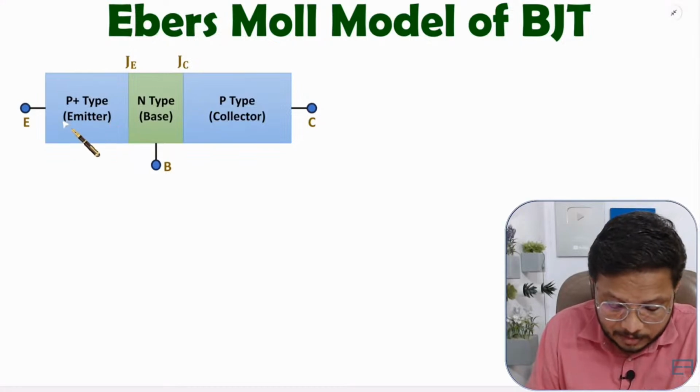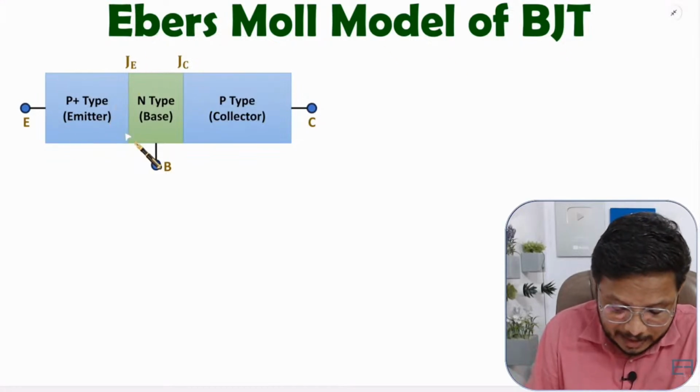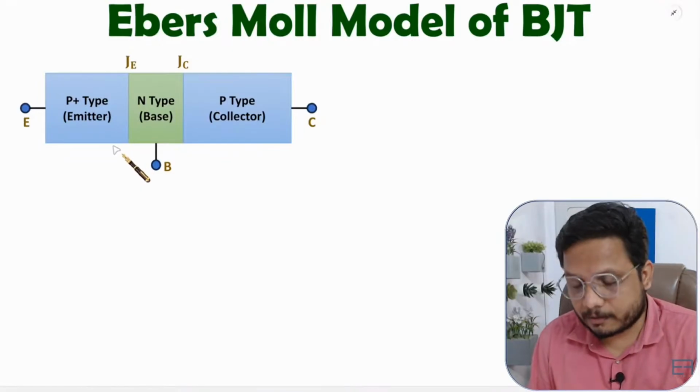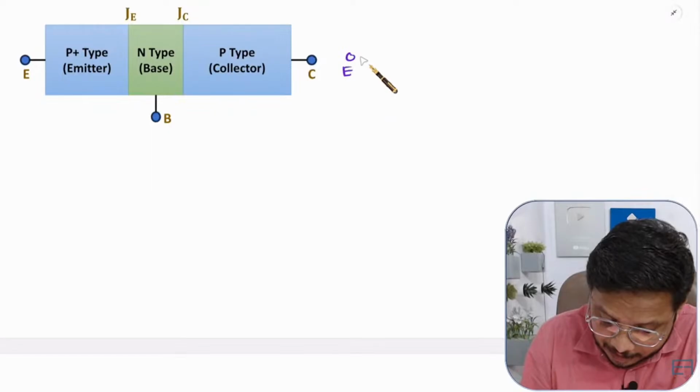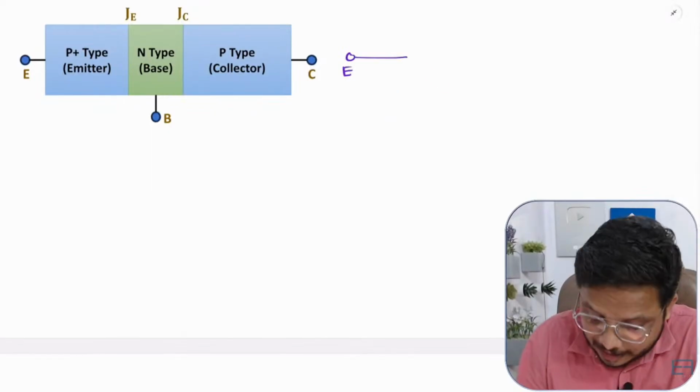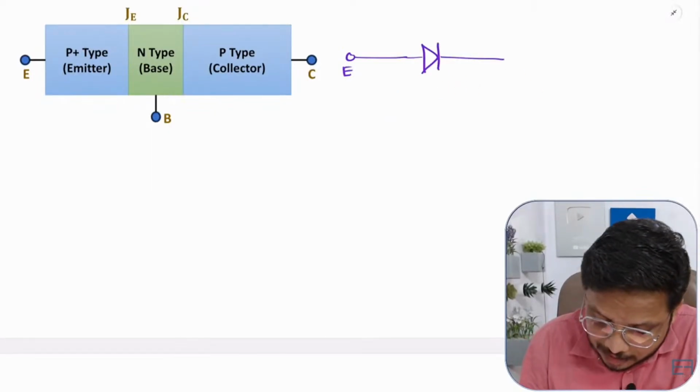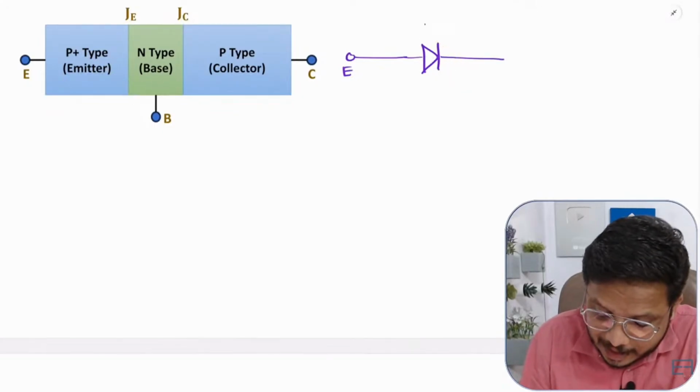Now, to understand working of this transistor as per Ebers-Moll model, I'll be considering this PN junction, and based on this, let us draw equivalent circuit first. So here we are having emitter terminal, and at emitter terminal, if you observe, we have PN junction. So let us draw one diode as PN junction, and this diode is named as emitter junction. So I'm saying that is DE.